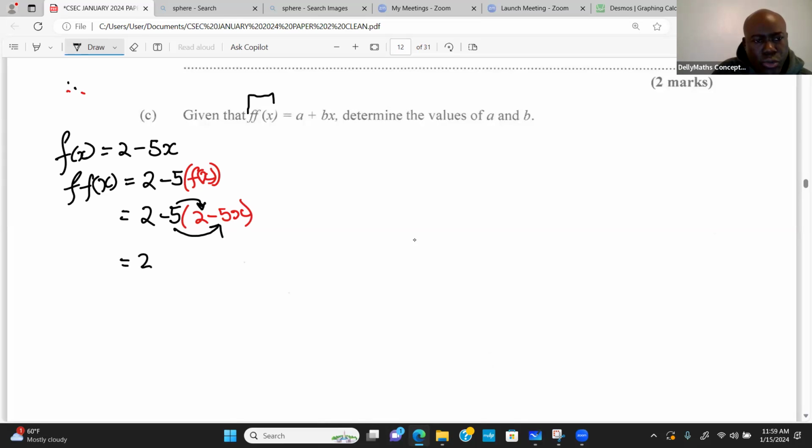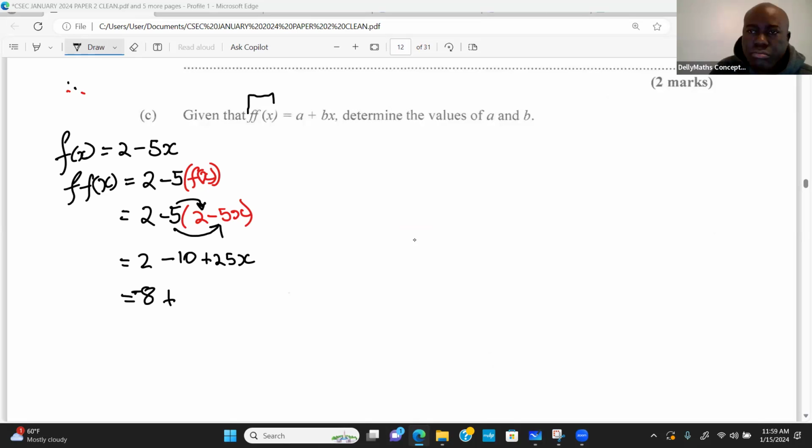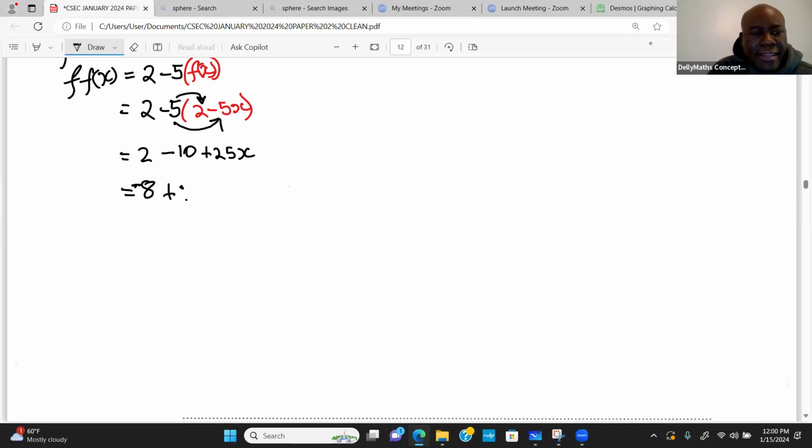So let's rewrite. So this is 2. Negative 5 times this 2 inside is going to give me negative 10. Negative 5 times negative 5x is positive 25 with the x. Now, if we simplify this, we're going to have 2 minus that. That's going to be negative 8 plus 25x.